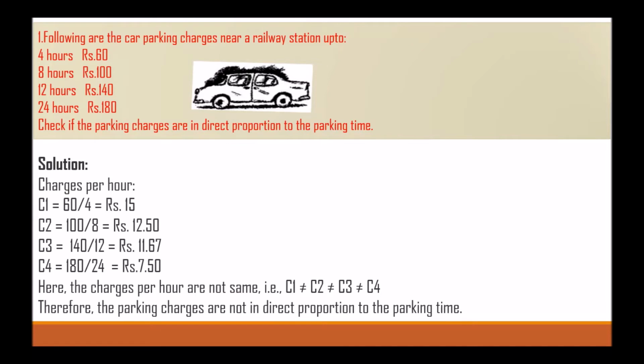C1 is 60 upon 4, that is 15 rupees. C2 is 100 upon 8, equals rupees 12.50. C3 is 140 upon 12, equals rupees 11.67. C4 is 180 upon 24, equals rupees 7.50. Here the charges per hour are not the same, that is C1 not equal to C2, not equal to C3, not equal to C4. Therefore, the parking charges are not in direct proportion to the parking time.